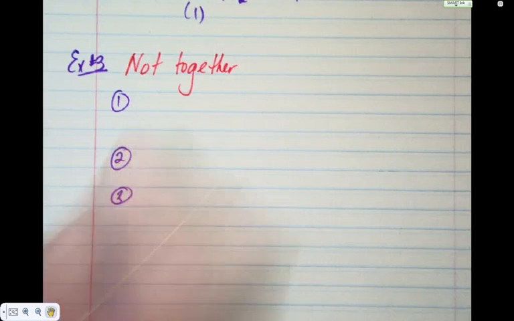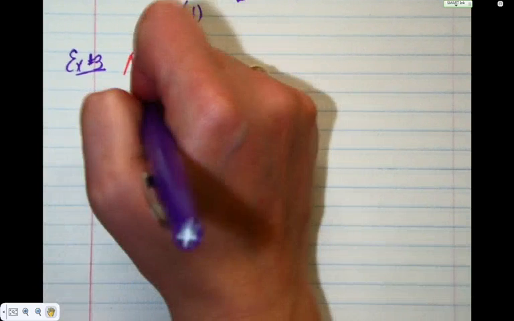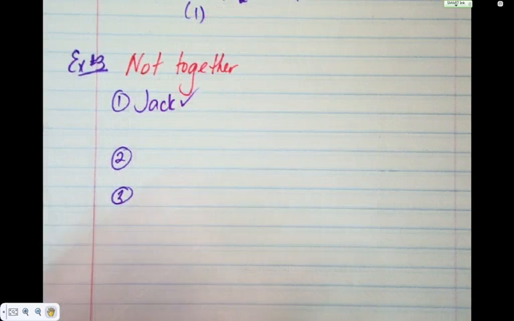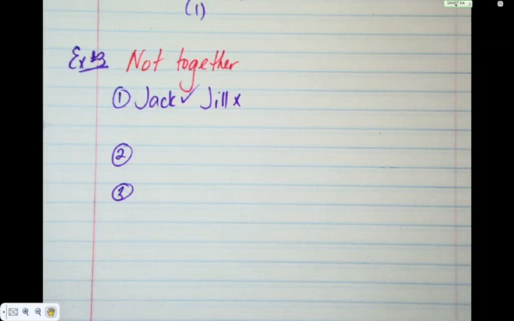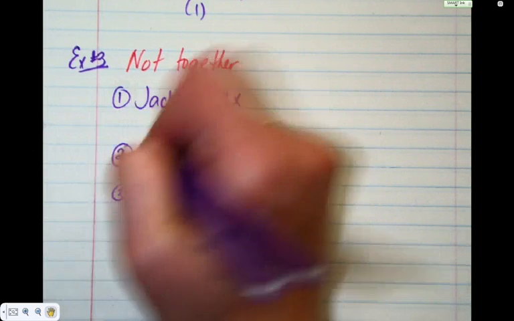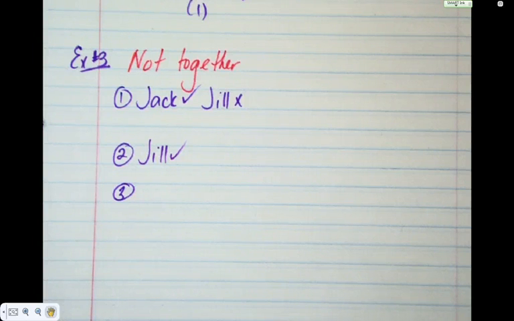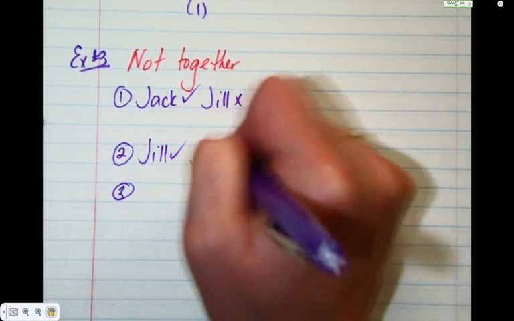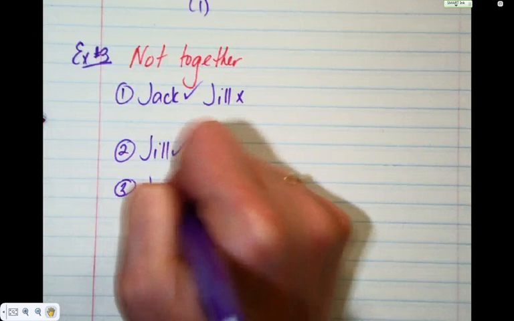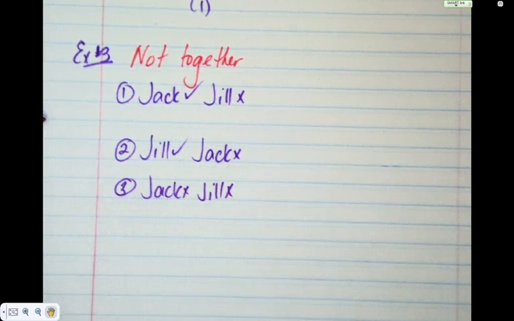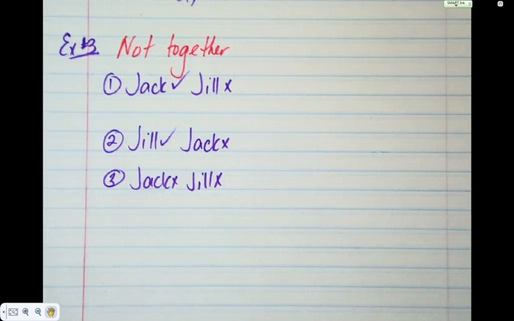For not togethers, there's always going to be 3 cases. We could have Jack on the committee, which means we don't have Jill on the committee, and then we still need 4 other people. Second possibility, Jill is on the committee, Jack is not, and then we need 4 other people. What's the third possibility? To heck with both of you. No to Jack, no to Jill, and then we still need to pick our 5 people. Okay? That's the way not together is always going to work. You can have one or the other or neither.